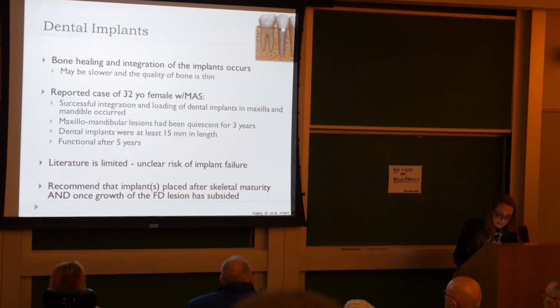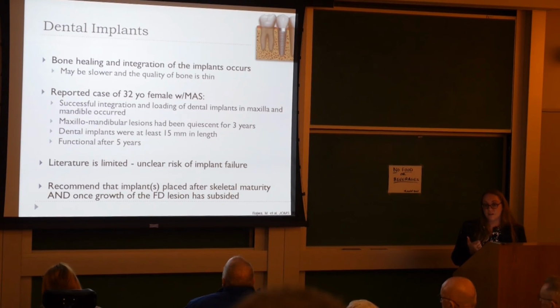As far as dental implants, the literature is very limited on this, I'll say that. But bone healing and integration of the implants does occur in fibrous dysplasia bone, although the bone quality is noted to be different. There was a reported case in a woman with McCune-Albright syndrome, and after 5 years of follow-up, her dental implants had maintained and were still functional, but it should be noted that her lesions were quiescent, meaning that they were no longer growing, and the dental implants were very long. So probably both of these factors contributed to that.